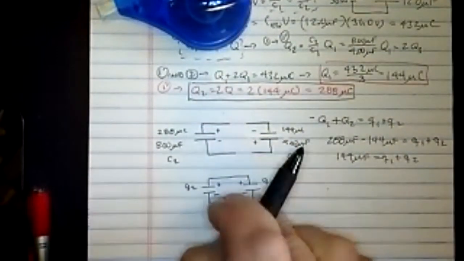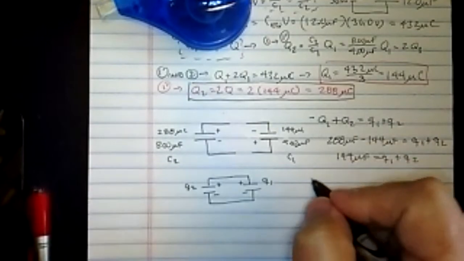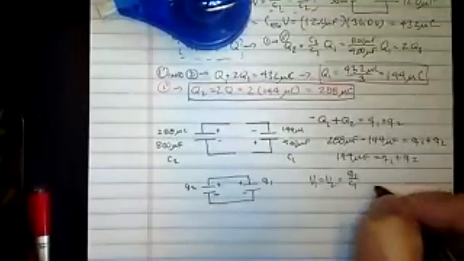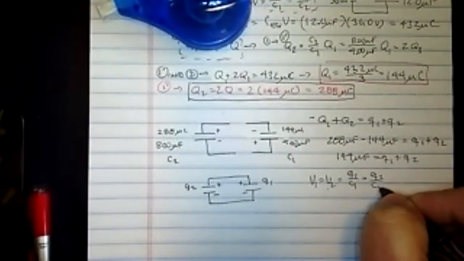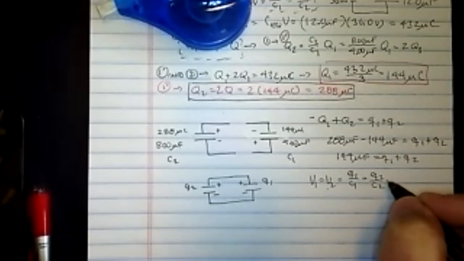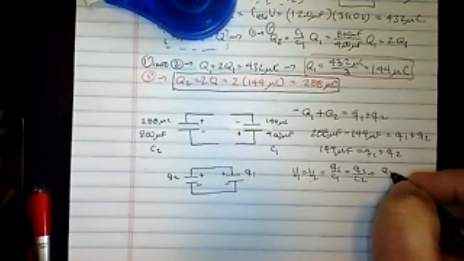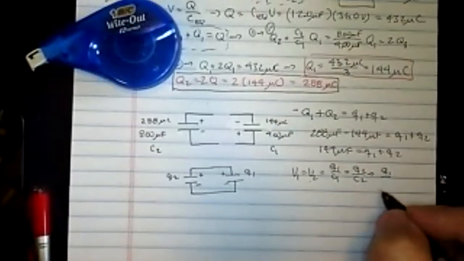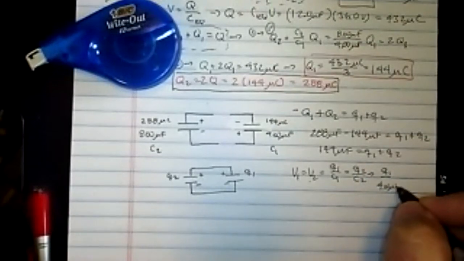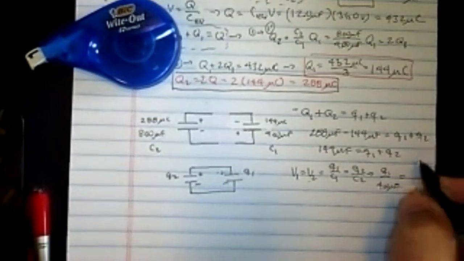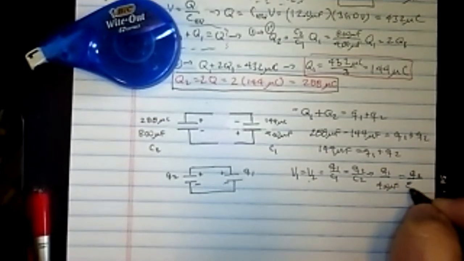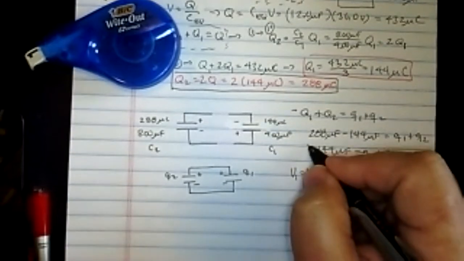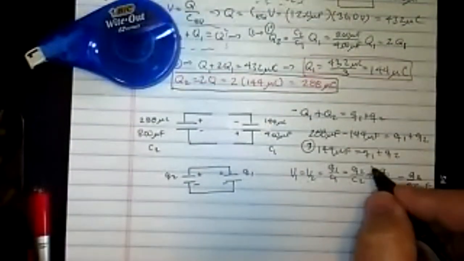Now I need the other expression. They are in parallel, so the voltages have to be the same. So I'm going to say V1 is equal to V2. Well, that's got to be Q1 over C1 equals Q2 over C2. So now that gives me Q1 over 4 microfarads, and that's equal to Q2 over our 8.00 microfarads. So now I have another equation. I'm going to call this equation 3 and this equation 4.